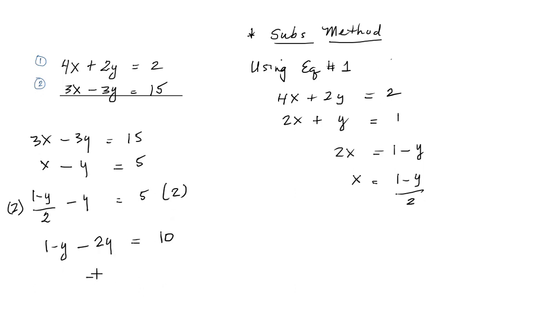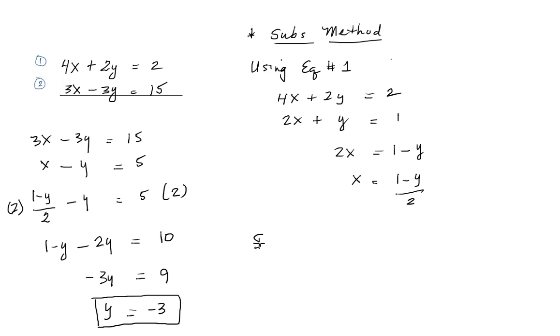So this is minus 3y is equal to 10 minus 1, because this 1 now comes over here. It becomes negative, so this becomes 9. Hence, y then is equal to minus 3. It's 9 divided by minus 3. So I have one of my solutions.